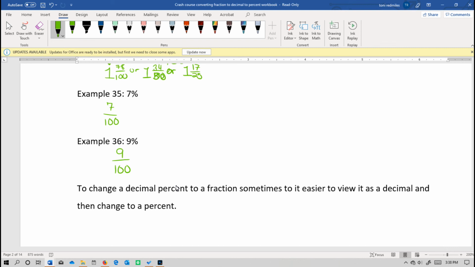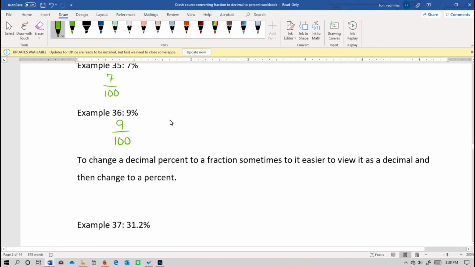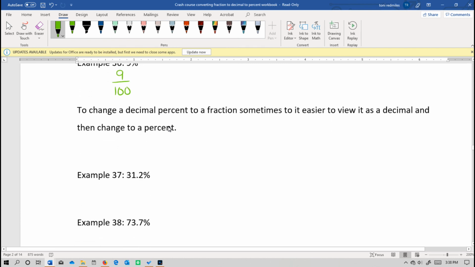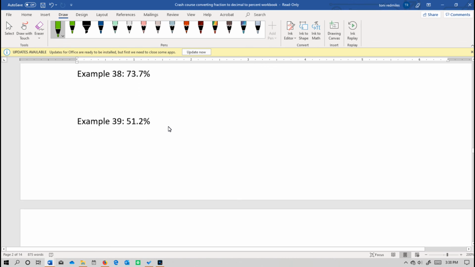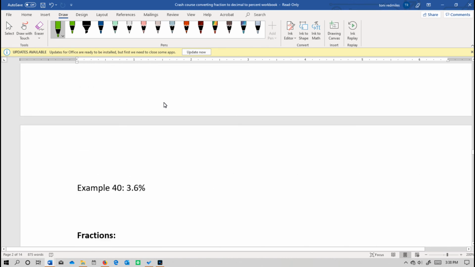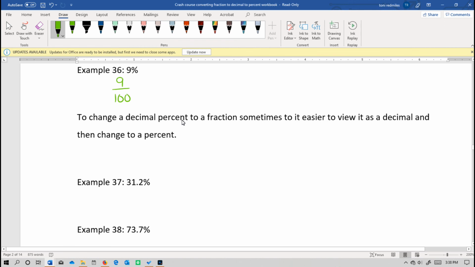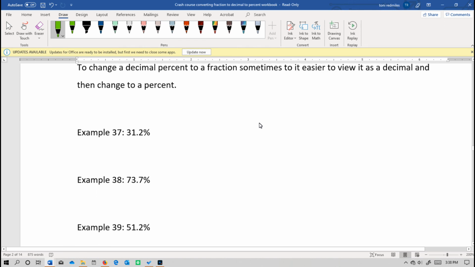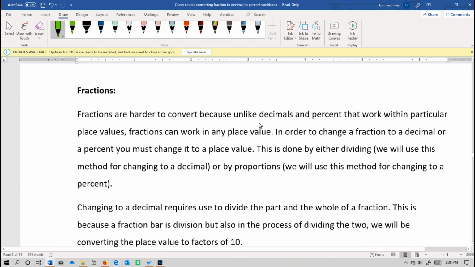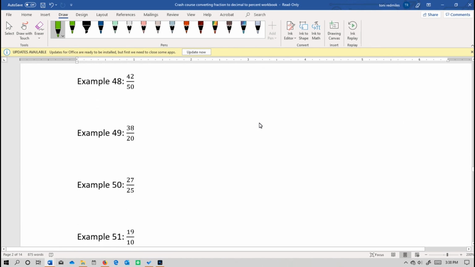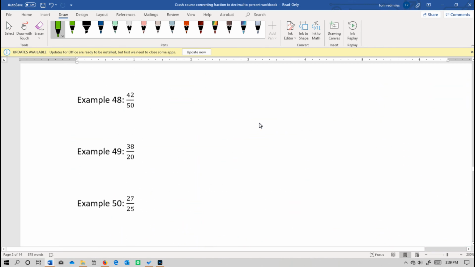All right, so that is the end of this video. At the beginning of next video, I will tackle example 37 to 40. It's just a recap of how we change a decimal percent to a fraction, in a different view. Okay, we're going to look at it from a different view. And then I'm going to do fractions. All right, and as you can see, we have tons of examples for that.